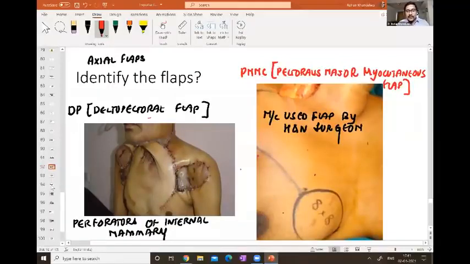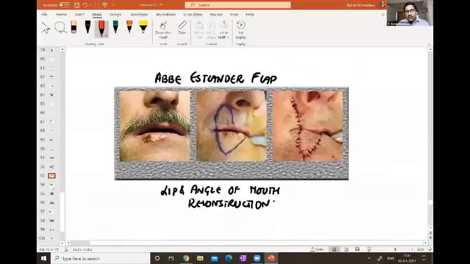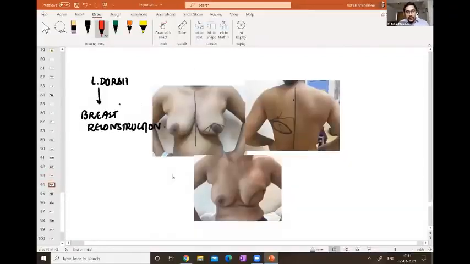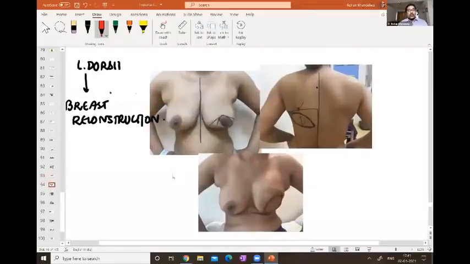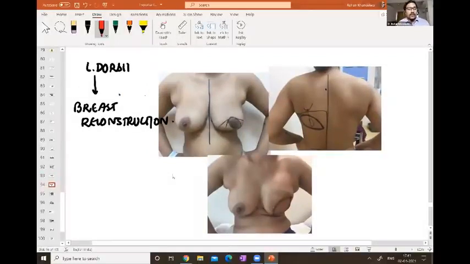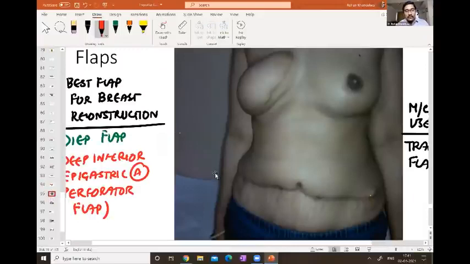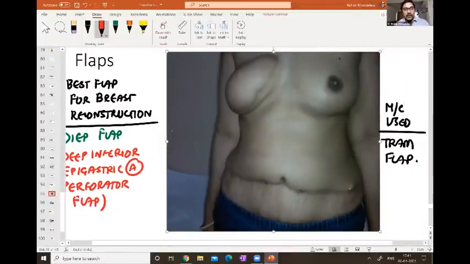This is Abbe-Estlander flap used for lip and angle of mouth reconstruction. This was a breast cancer patient of mine where we did a latissimus dorsi flap for breast reconstruction. You should know some of the basic images for these flaps. Latissimus dorsi flap, you should be able to identify. It is used for breast reconstruction. Another patient of mine where we did breast reconstruction, these two questions have been asked multiple times.